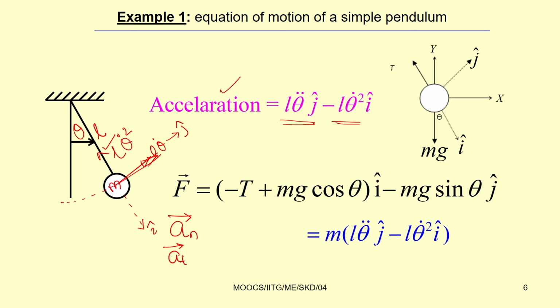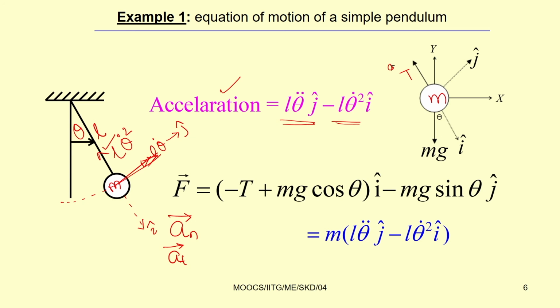After knowing this acceleration, if we apply Newton's second law, we have to find the external force acting on the system, which will be equal to mass into acceleration. So let us see what forces are acting on the system. Only two forces are acting: one is the weight mg, and another is the tension T in this string.